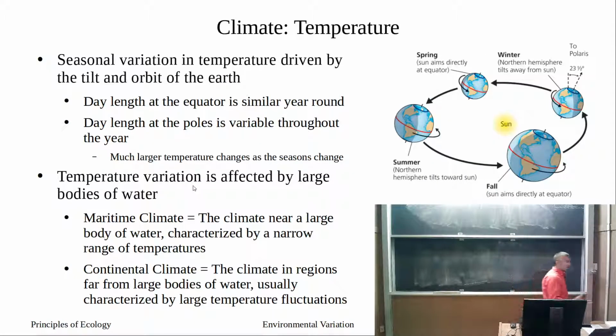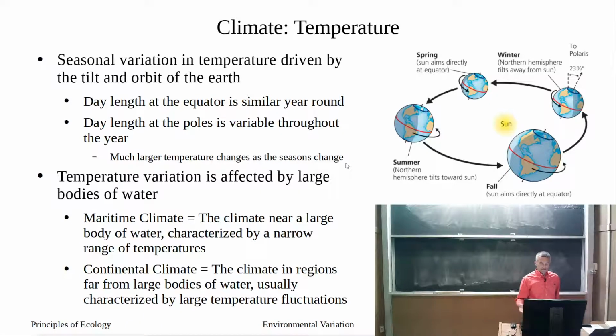We also mentioned the idea of different day lengths and changes in the seasons, and that's entirely due to the orbit of the Earth around the sun and the tilt of the Earth on its axis. With our tilt, you can have 24-hour daylight up at the North Pole during the summer, and then 24 hours of night during the winter.